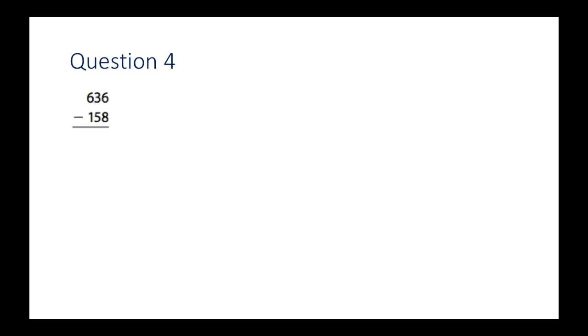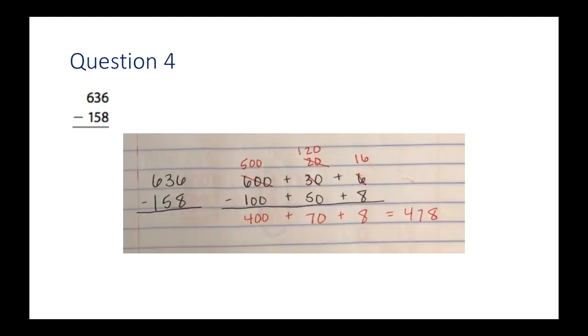Okay, so question 4. I again solved it very similarly, just using that break apart strategy. So I broke apart the number 600, 30 and 6, and then the 150 and 8. What I realized pretty quickly is that I couldn't take 8 from 6 and I couldn't take 50 from 30.